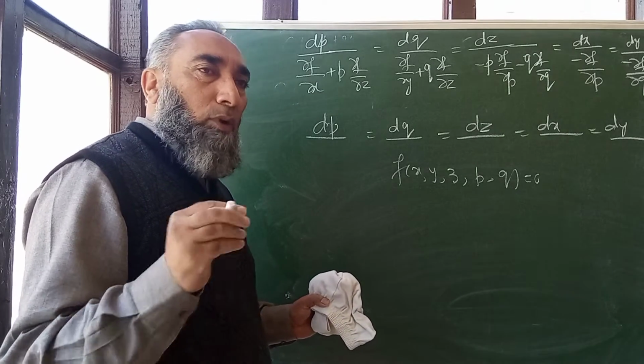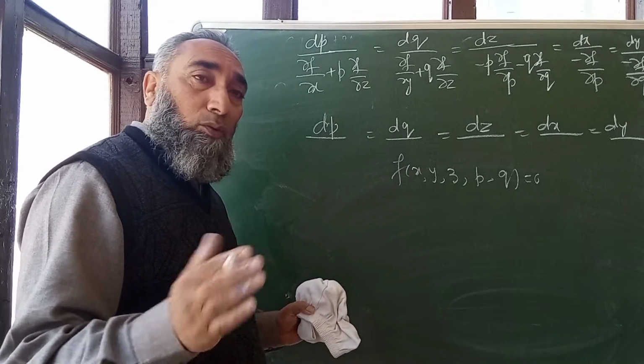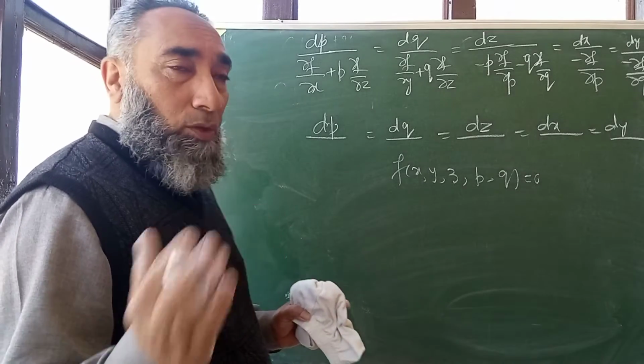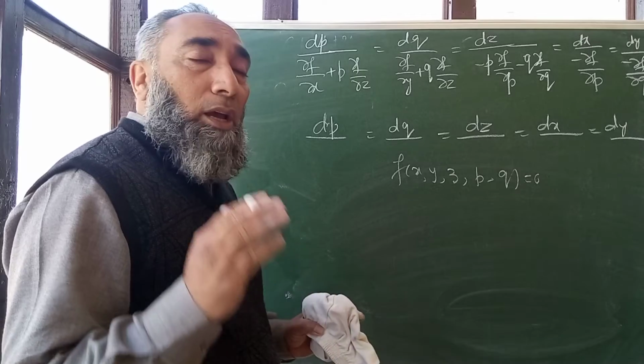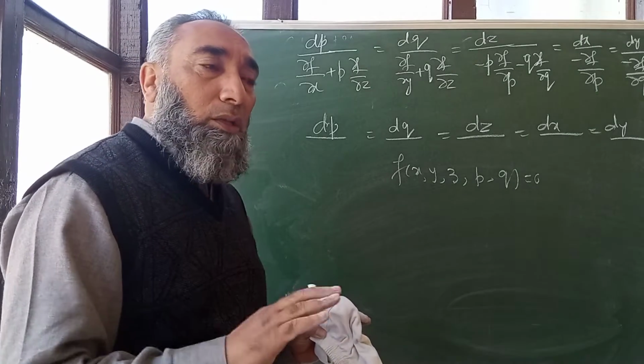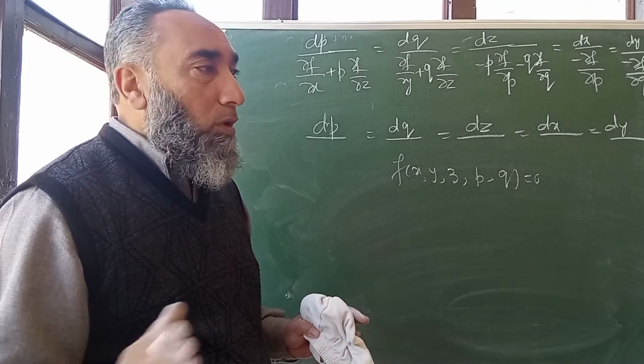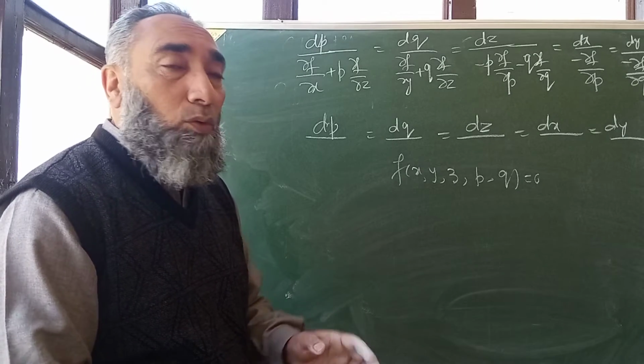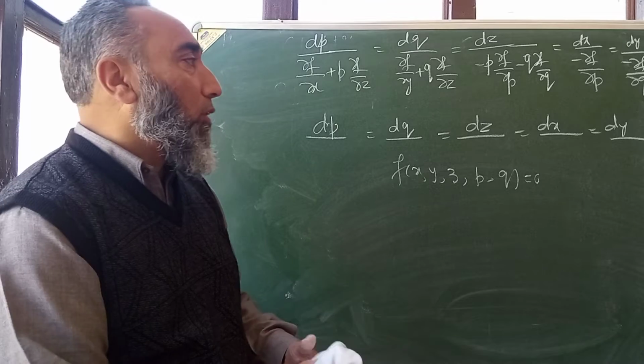whether it is f of x, y, z, p, q, or it is f of p, q equals 0, or it is f of p, q, z equal to 0. All the formats and some other questions which are not of those standard forms which I have shown you right now.